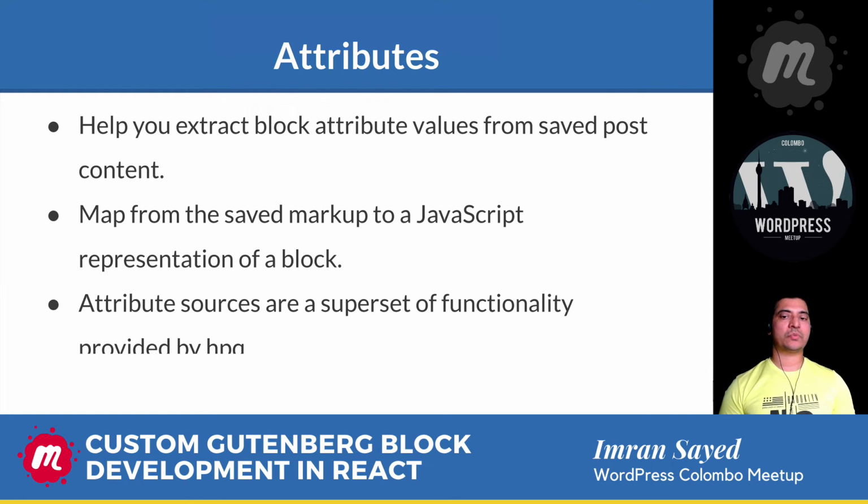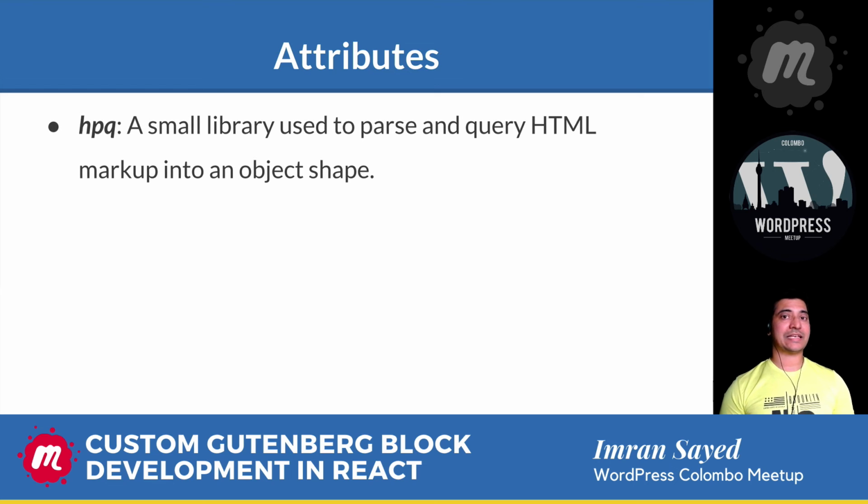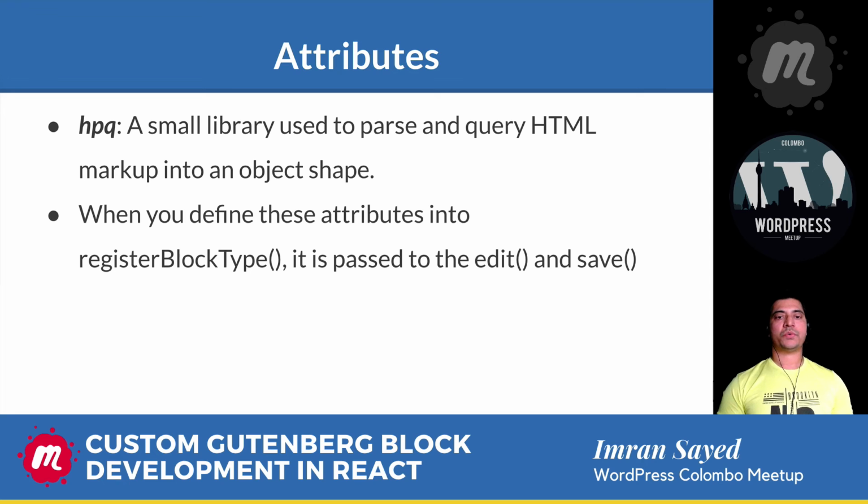Attribute sources are superset functionalities provided by HPQ. So it will be interesting for you to know that WordPress Gutenberg is actually using an HPQ library for this. So what is this HPQ? HPQ is a small library used to parse and query HTML markup into an object shape, and that's what it's using behind the scenes. So when you define these attributes in the register block type function, they are passed to the edit and the save method.